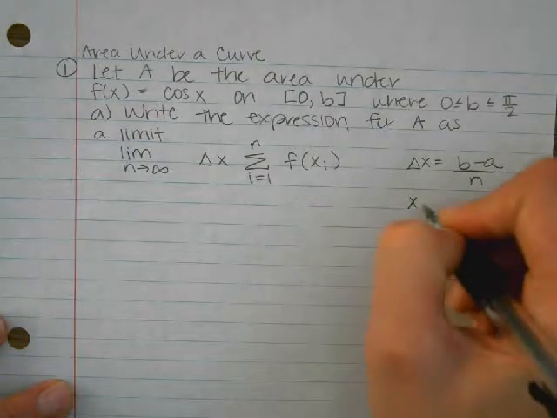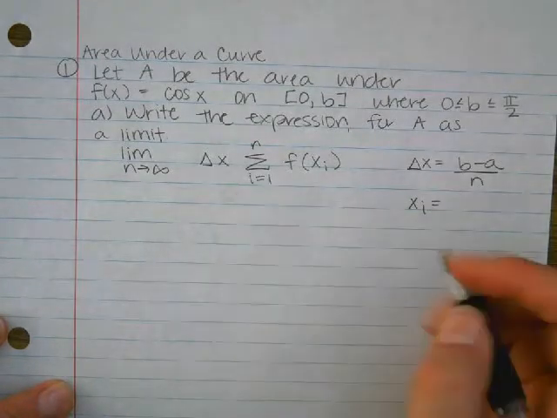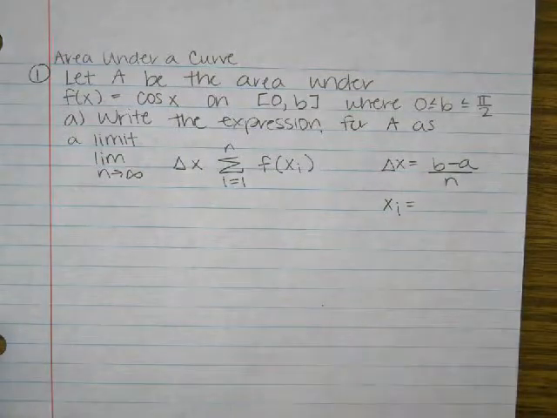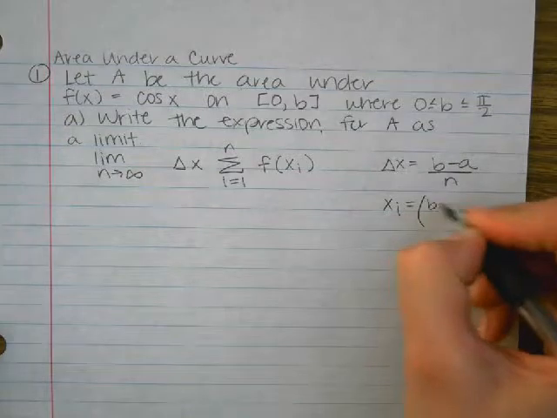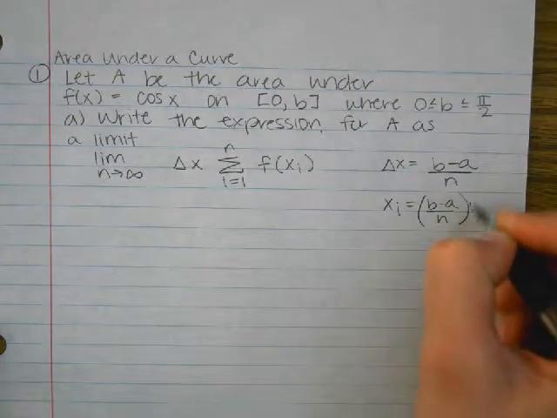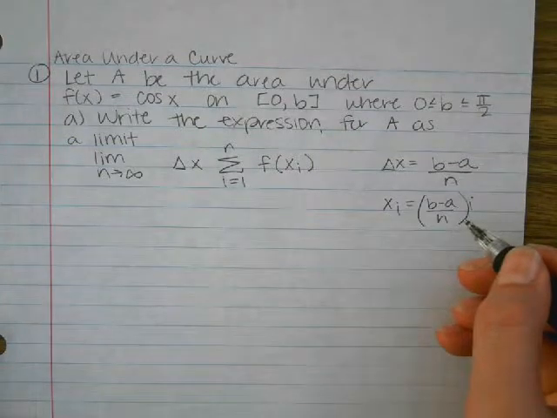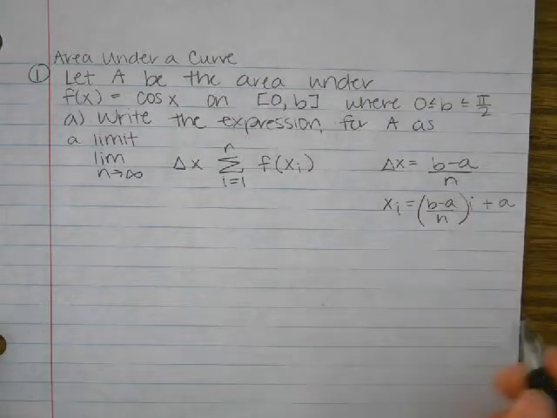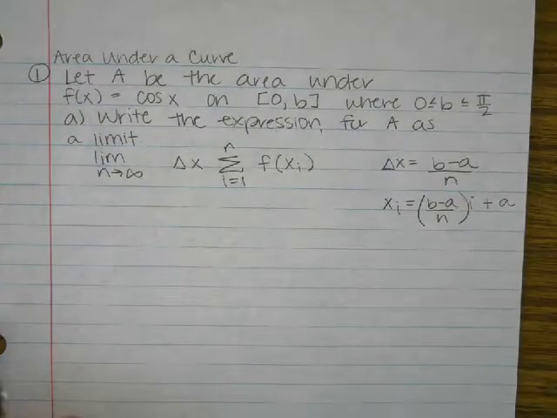And x sub i is whatever we got up here, so it's b minus a over n multiplied by i. Or you could write delta x times i plus the a value. I think that's how I wrote it in the video notes last night. So these are the two things we have to figure out before we're able to write this as a limit.